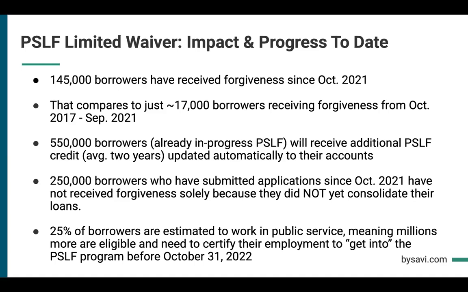But here's the biggest takeaway from this: we estimate 25% of all student loan borrowers work in public service at qualifying employers, which means there are millions and millions of people. There are 46 million borrowers total. Millions and millions of people are potentially eligible to take advantage of this and need to certify their employment to get into this program, but haven't done that yet. So really it's about awareness and understanding exactly what you need to do, especially before October 31st, when this waiver deadline ends.